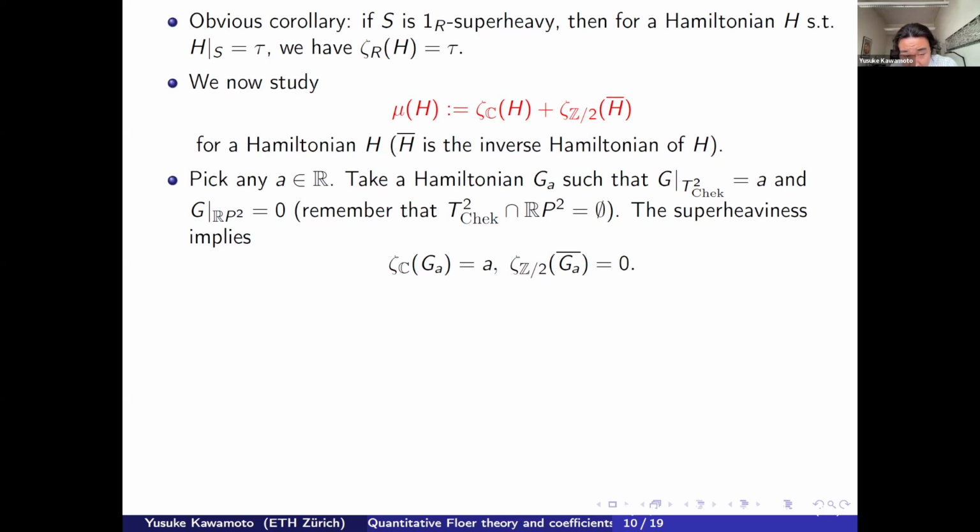And then from the superheaviness property that I described earlier, we know that zeta for C is A, and zeta for Z over 2 is 0, because the Chekhanov torus is superheavy with respect to C coefficients, and RP2 is superheavy with respect to Z over 2 coefficients. Okay. So this funny function mu for this special Hamiltonian that we just constructed is computable. It's A plus 0, which is A.